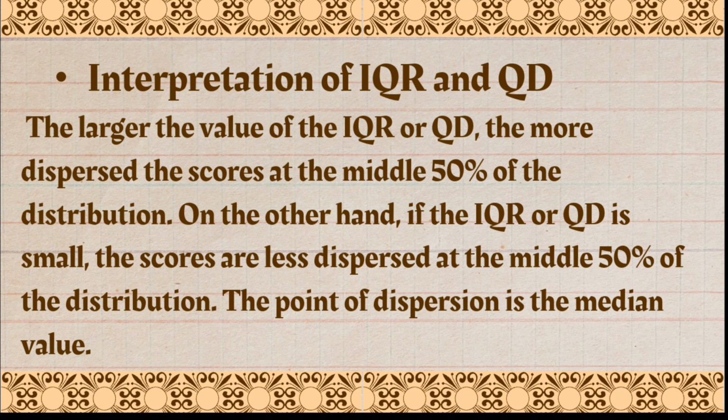Interpretation of IQR and QD. The larger the value of IQR and or QD, the more disparate the scores at the middle 50% of the distribution. On the other hand, if the IQR or QD is small, the scores are less dispersed at the middle 50% of the distribution, the point of dispersion in the median value.